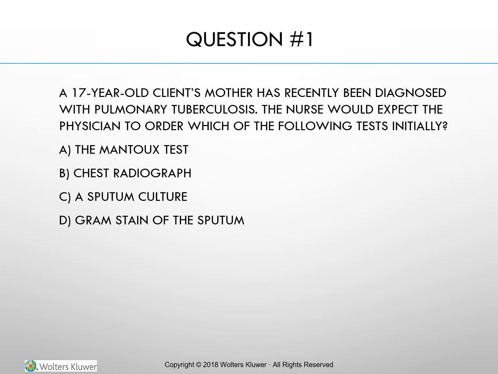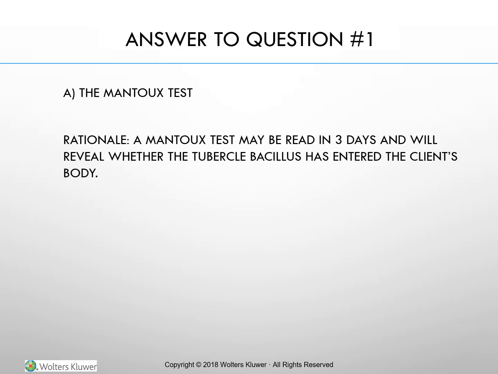A 17-year-old's mother has been recently diagnosed with pulmonary tuberculosis. The nurse would expect the physician to order which of the following tests initially: A, the Mantoux test, B, chest x-ray, C, sputum culture, or D, gram stain of the sputum. Your answer should be A, the Mantoux test. A Mantoux test may be read in 3 days and will reveal whether the tubercle bacillus has entered the client's body.